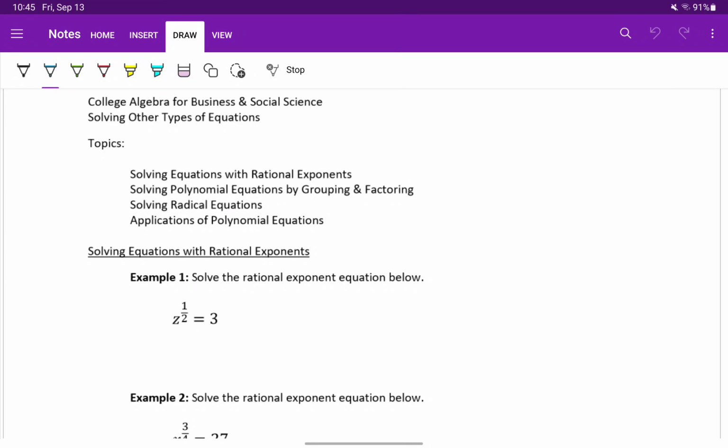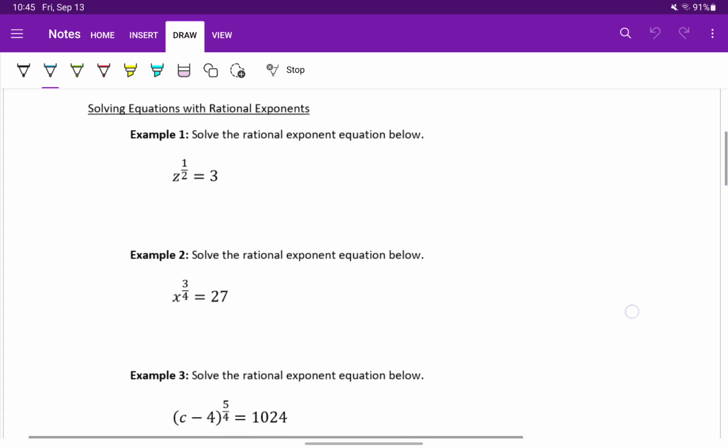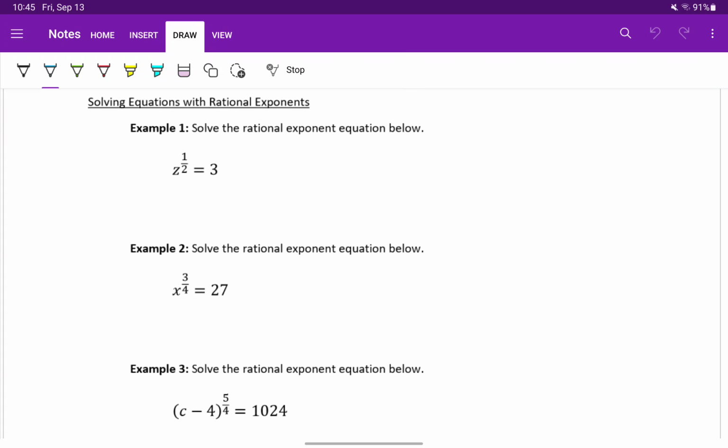We've looked at how to solve quadratic equations. Now we want to move on to solving some other types of equations and talk about the rules that will let us get to these solutions. We want to start this off by looking at equations with rational exponents.